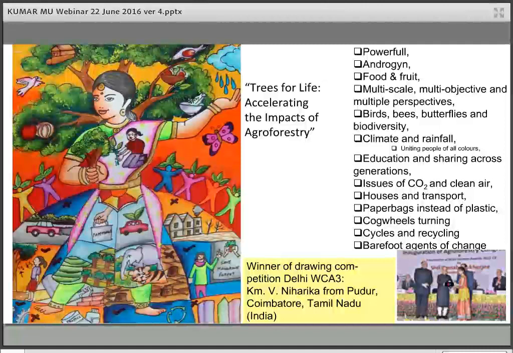And you can see on the bottom in the insert, the girl called Niharika from Coimbatore, who won the first prize in this competition, receives the award and trophy from the President of India, Sri Pranab Mukherjee.